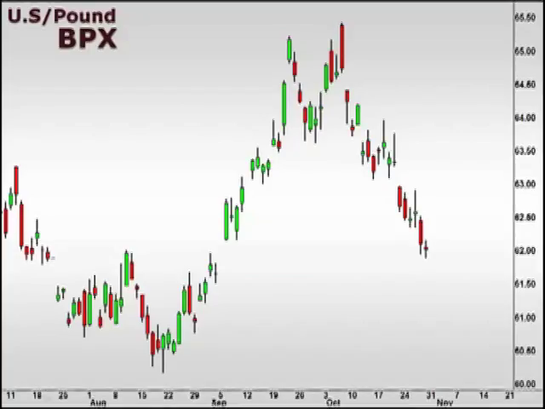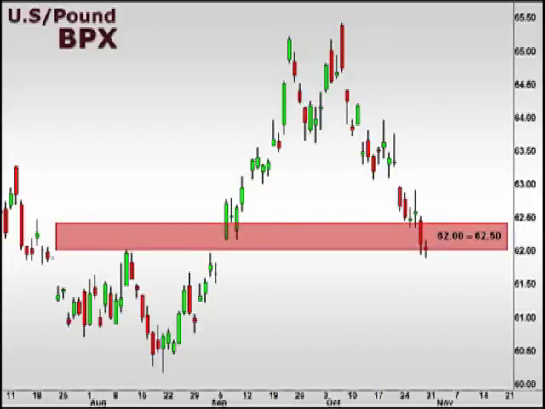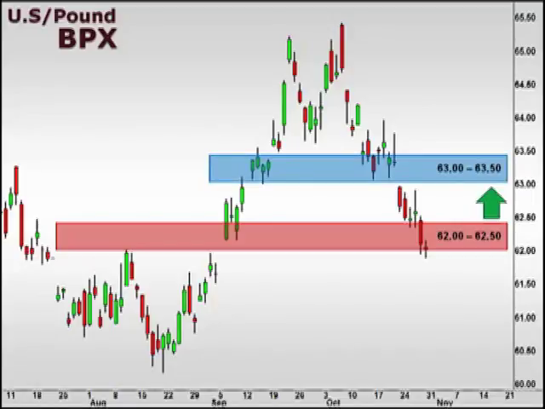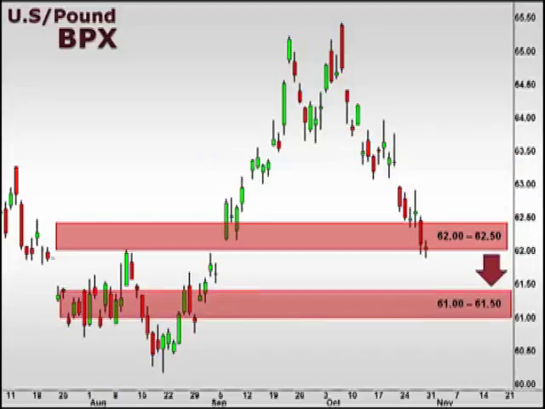Let's take a look at the US dollar versus the British pound as seen here in the ISE FX Options Pair Value BPX. Well, the BPX continued to trend down, but now sits at a key support level within the 62.5 focal zone. We anticipate a bounce this week that will have the 63.5 level sitting as a logical target for us. However, failure to hold 62 opens the window for a continuation down towards 61.